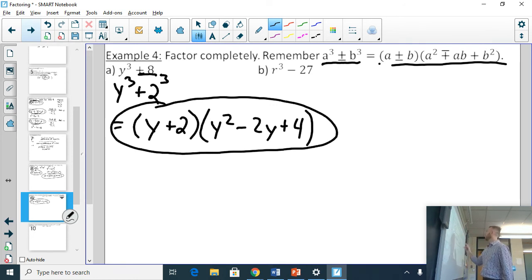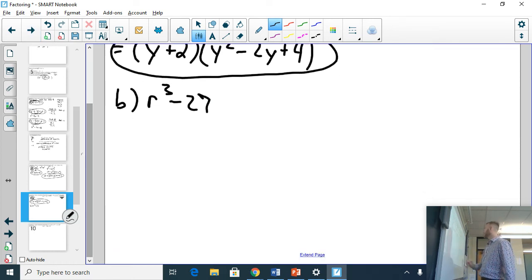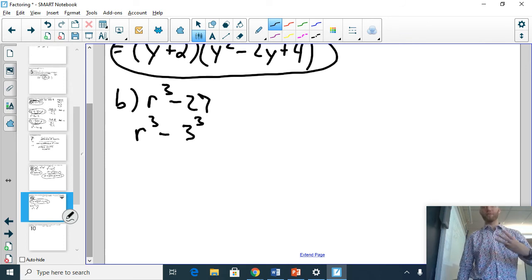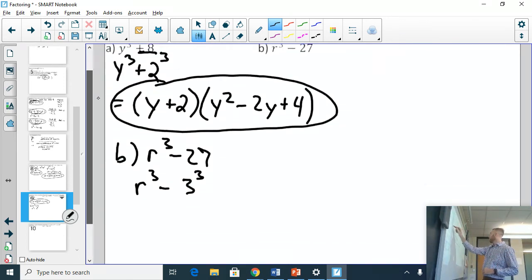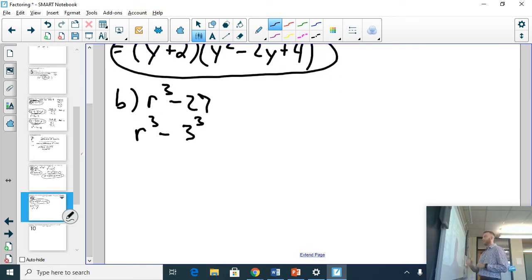Now, we kind of dipped over into b there, so I'm going to rewrite it here. r cubed minus 27. Same idea here, right? We have r cubed minus, now we have a minus, 27 is 3 cubed. 3 times 3 is 9, times 3 is 27. So now we're going to follow the same thing up here, right? Where a is our r and minus 3 is our b.